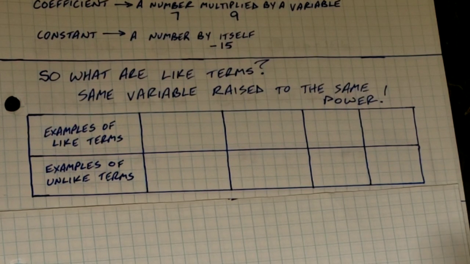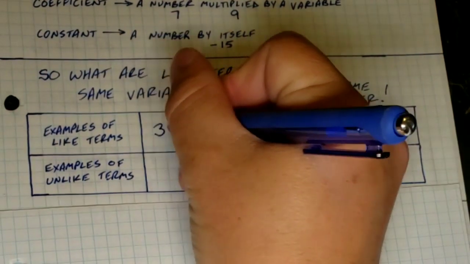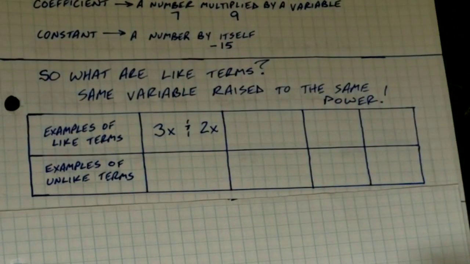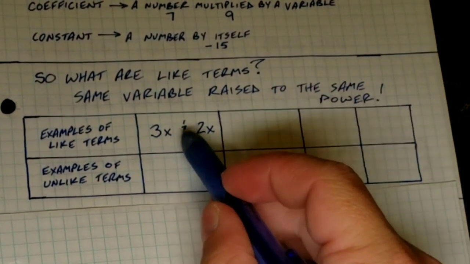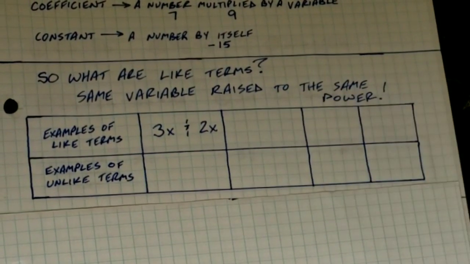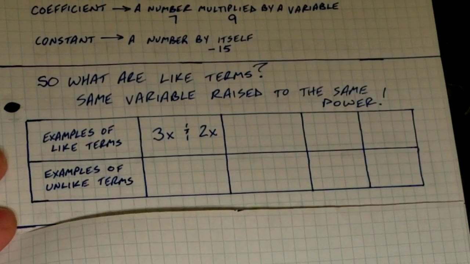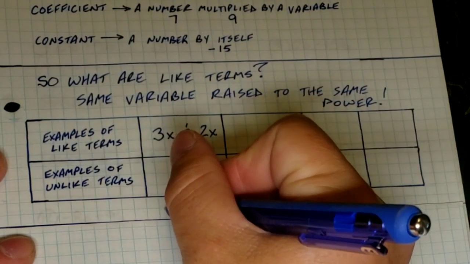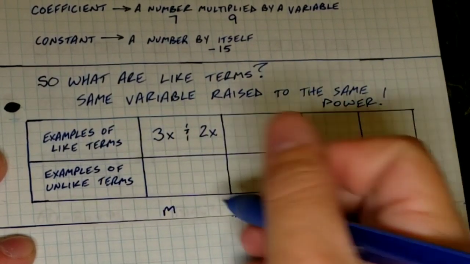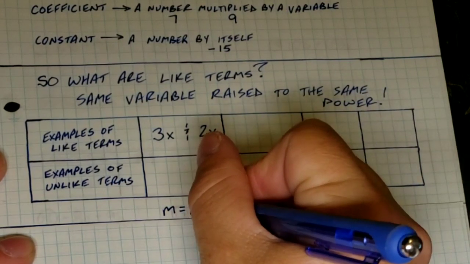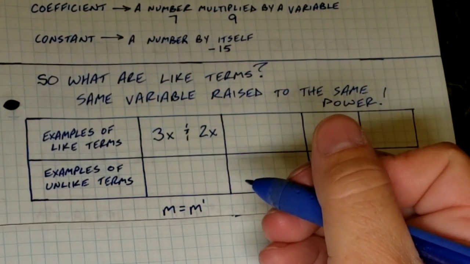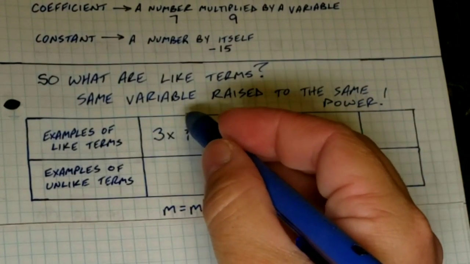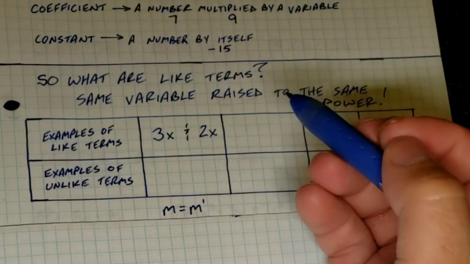So an example of like terms. What about 3x and 2x? Those are like terms. They have the same variable raised to the same power. Now, what is the power there? What is the exponent with that x? Well, if you've got just a variable, there is an understood first power on it. So this is like 3x to the first power and 2x to the first power.